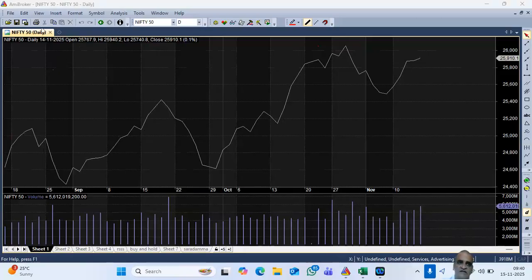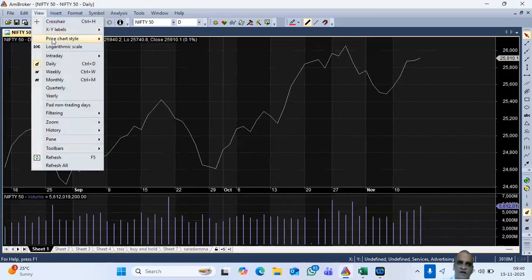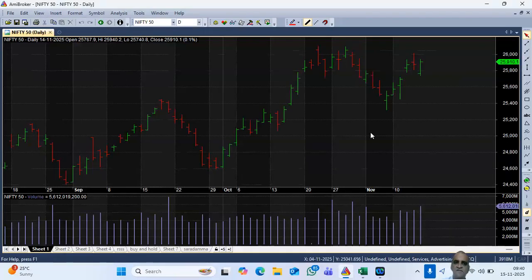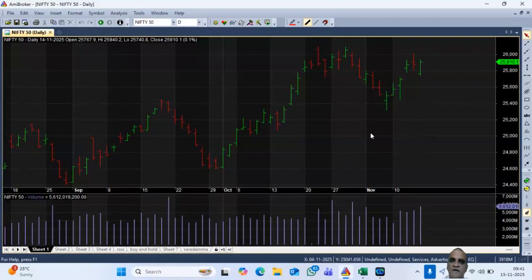Now the next important chart is called a bar chart. Here you can see the bars. The same graphic representation is done in the form of a bar, which takes into consideration the four fields of the data, that is open, high, low, and close. You can see a small left tick here, which is open of the day, and you can see the right tick, which is close of the day, and the bar length: the highest point is high of the day, and the lowest point is low of the day.